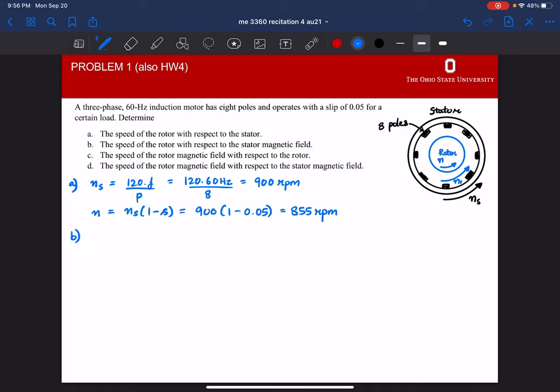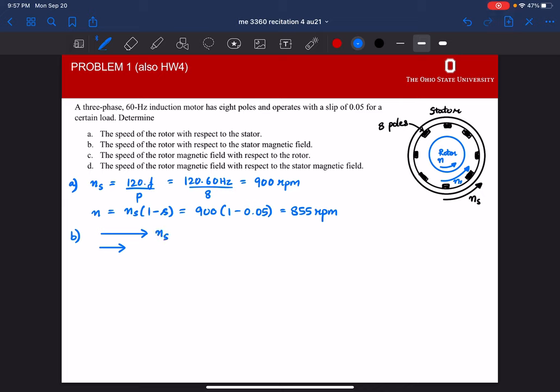Going on to part B. Now we need to calculate what is the speed of the rotor with respect to the stator magnetic field. So now we are moving on to calculating some relative velocities. And whenever we are evaluating any relative velocity, it's kind of a subtraction of two velocity vectors. And here these are all angular velocities, but I am just drawing them linearly just for simplicity's sake in the schematic over here. So let's say if these were the two.